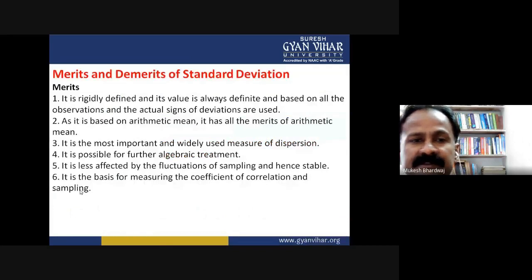Now the merits and demerits of standard deviation. Merits: it is rigidly defined, its value is always definite and based on all the observations, and the actual signs of deviations are used. As it is based on the arithmetic mean, it has all the merits of the arithmetic mean. It is the most important and widely used measure of dispersion. It is possible to carry out further algebraic treatment. It is less affected by fluctuation of sampling and hence stable. It is the basis for measuring the coefficient of correlation and sampling.